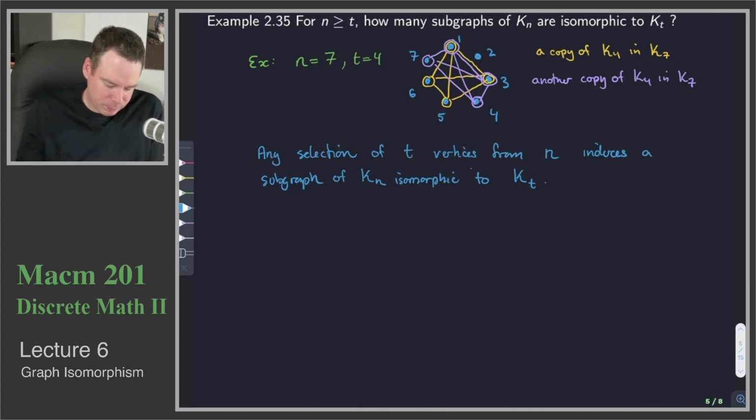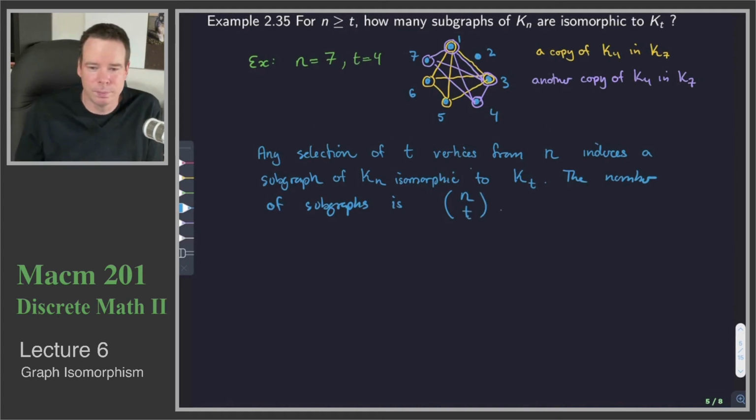So really, this is telling me that the number of different subgraphs I have is just the number of ways I can select t vertices from the n vertices of Kn. So therefore, the number of subgraphs is, from those n vertices, how many ways you can choose t of them. And so there we go. We've got how many subgraphs of Kn are isomorphic to Kt: n choose t.